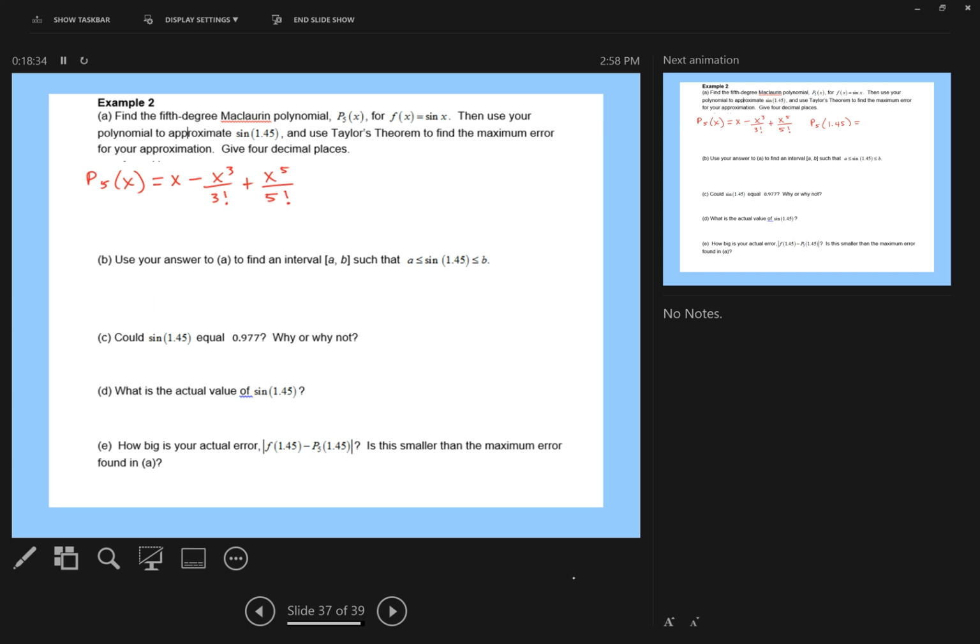Okay. It said write the fifth degree, check, then use your polynomial. I'm still on part A. Then use your polynomial to approximate the sine of 1.45. What do they want me to do?